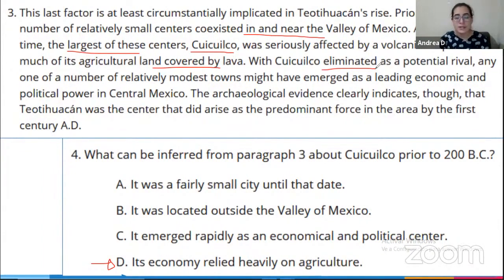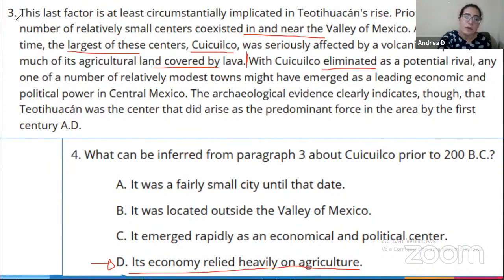So what is missing? Why was Cuicuilco eliminated as a potential rival? Why did they decline politically or economically? That's what we're missing, right? Because its economy relied heavily on agriculture. So you can add that sentence here and say, since its economy relied heavily on agriculture, Cuicuilco was eliminated as a potential rival and basically declined. That's the information that we're missing, and that's what we can infer from the information that we have. So greatly done.